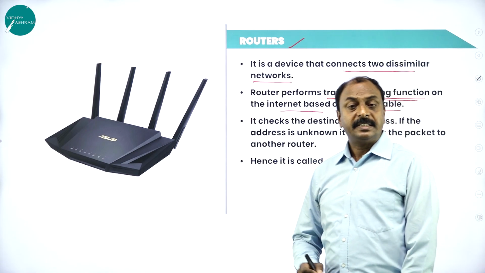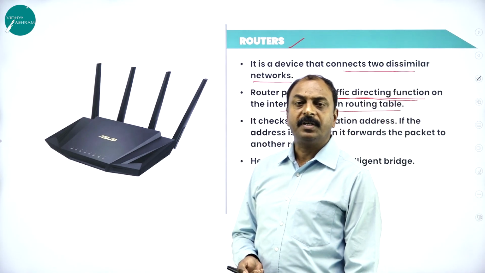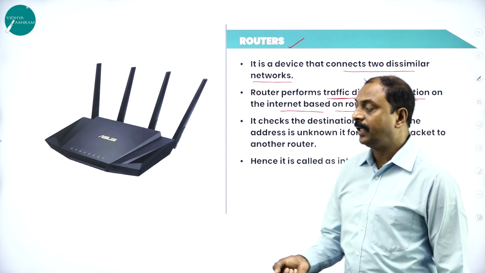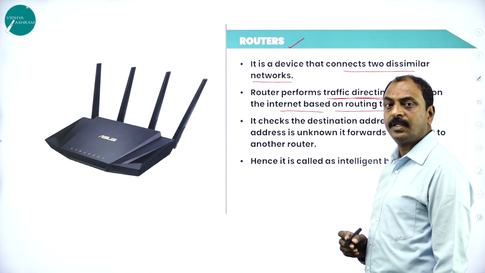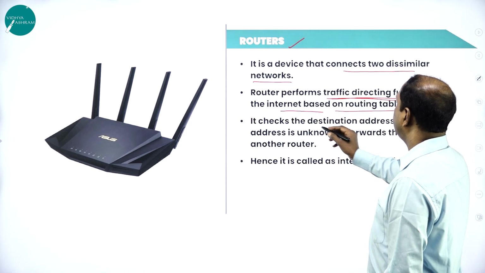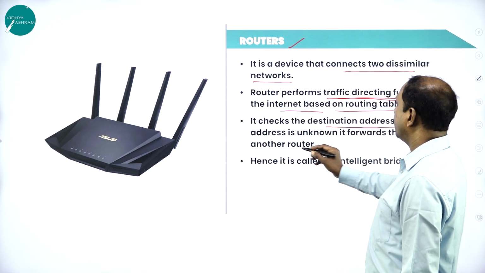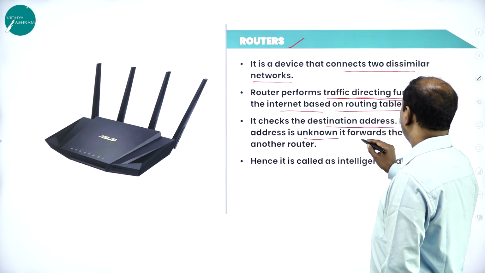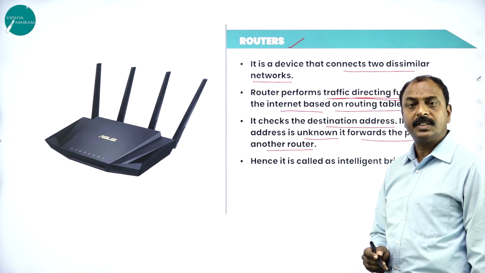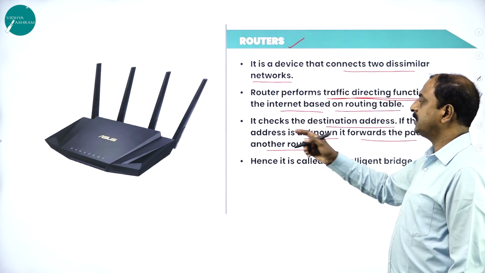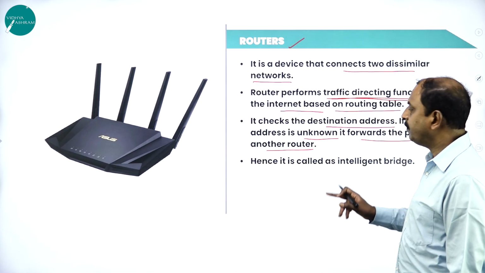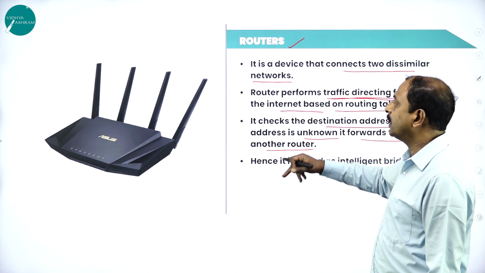That means it selects the best path between the host and destination and transmits the data accordingly. That is the function of a router, and that is the reason we say it is an intelligent device. Next, it checks the destination address. If the address is unknown, it forwards the packet to another router. This is another advantage. Suppose the address is unknown or is not in a particular network, the same data will be transmitted to another router.